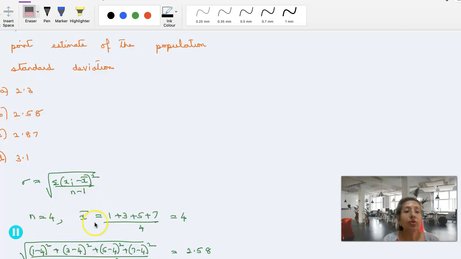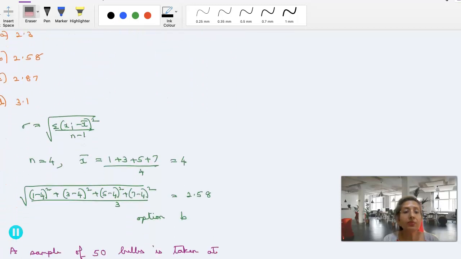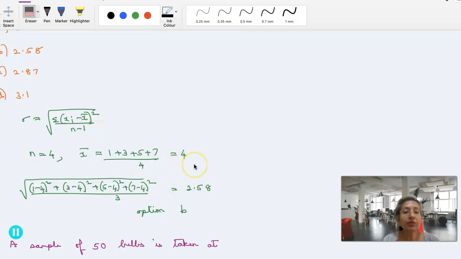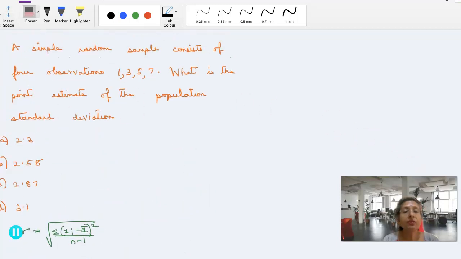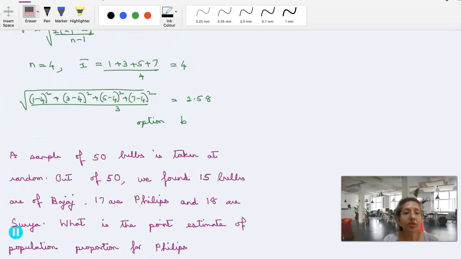So n equal to 4 here, and x bar will be, if you add all the 4 values, 1 plus 3 plus 5 plus 7 by 4, you get 4. And now you substitute this here. So you get square root of 1 minus 4 the whole squared plus 3 minus 4 the whole squared plus 5 minus 4 the whole squared plus 7 minus 4 the whole squared by 3. That is 2.58, and that is option B. So this is the point estimate of the population standard deviation.